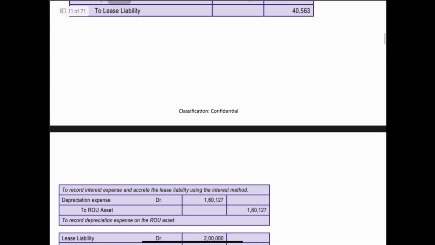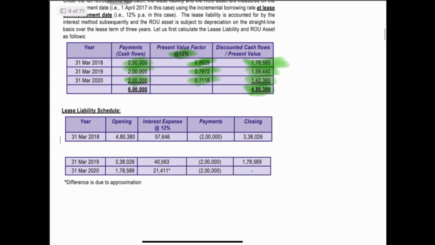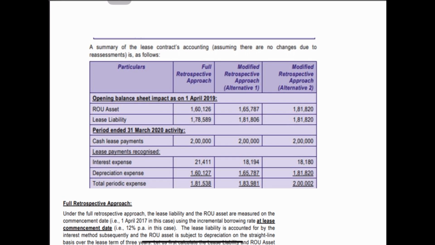Probably I have also given a summary of all the three models here. Under the full retrospective method, your ROU asset is 160,126 and lease liability is 178,589, and cash lease payment is 200,000. Interest expense is 21,411. Depreciation is 180,127 and total periodic expenses 181,538.